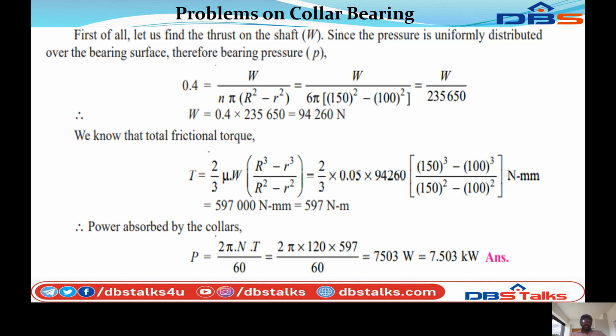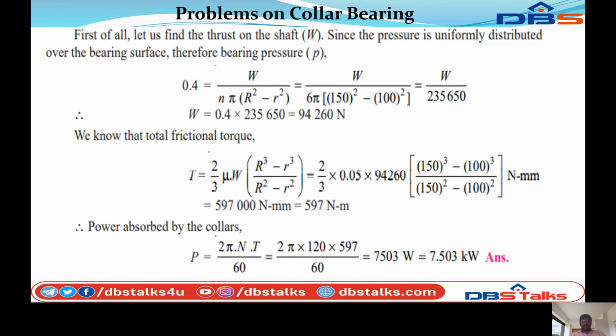n equals 6.5, R is 150 whole squared minus r 100 whole squared. That equals W by 2,35,650. Therefore W equals 0.4 into 2,35,650. Finally, we can calculate the weight W equals 94,260 newtons.